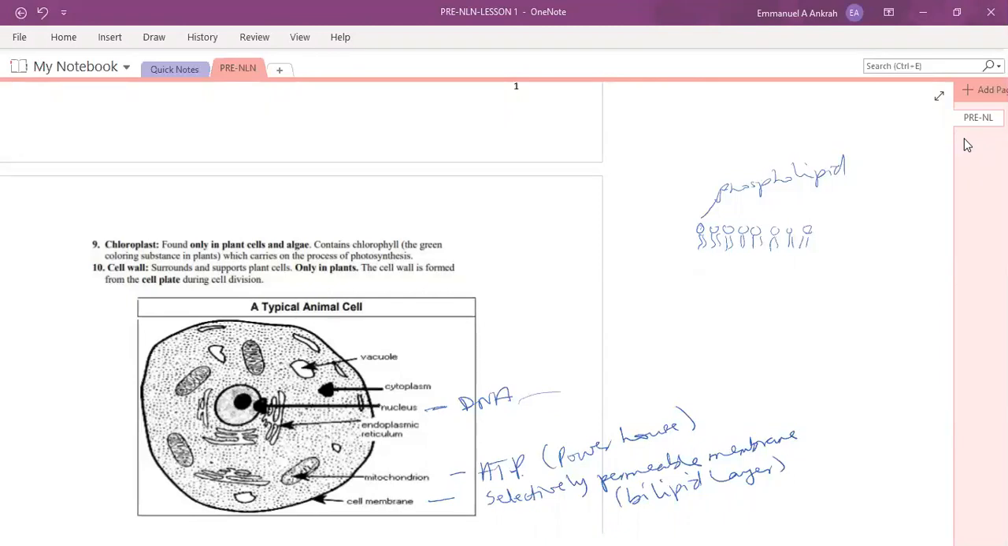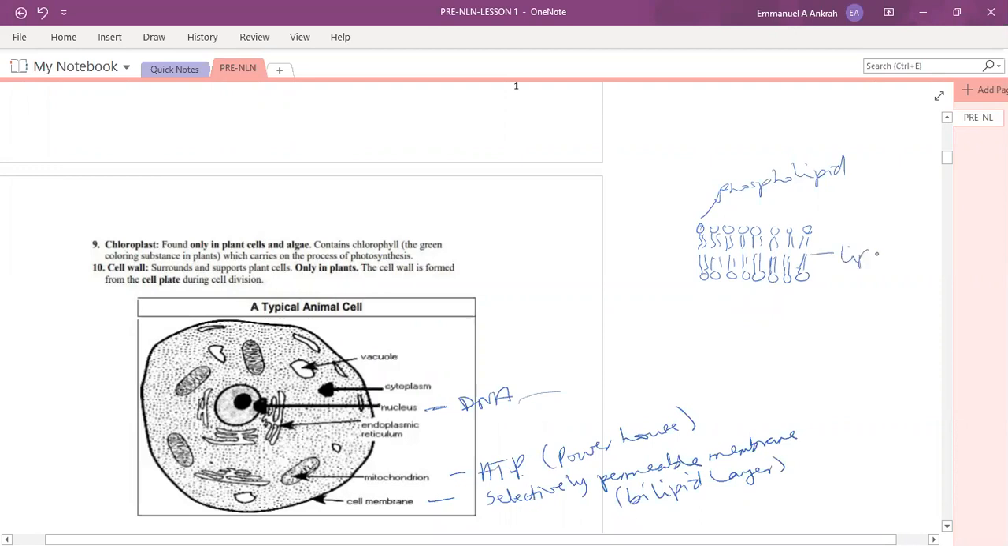Since there's water outside the cell and inside the cell, the lipid will be hiding itself in the middle, because it hates water. So they hide. This is how the cell membrane looks. It's a 2-layer of phospholipid. The lipid is inside, hiding here, and the phosphate is outside.